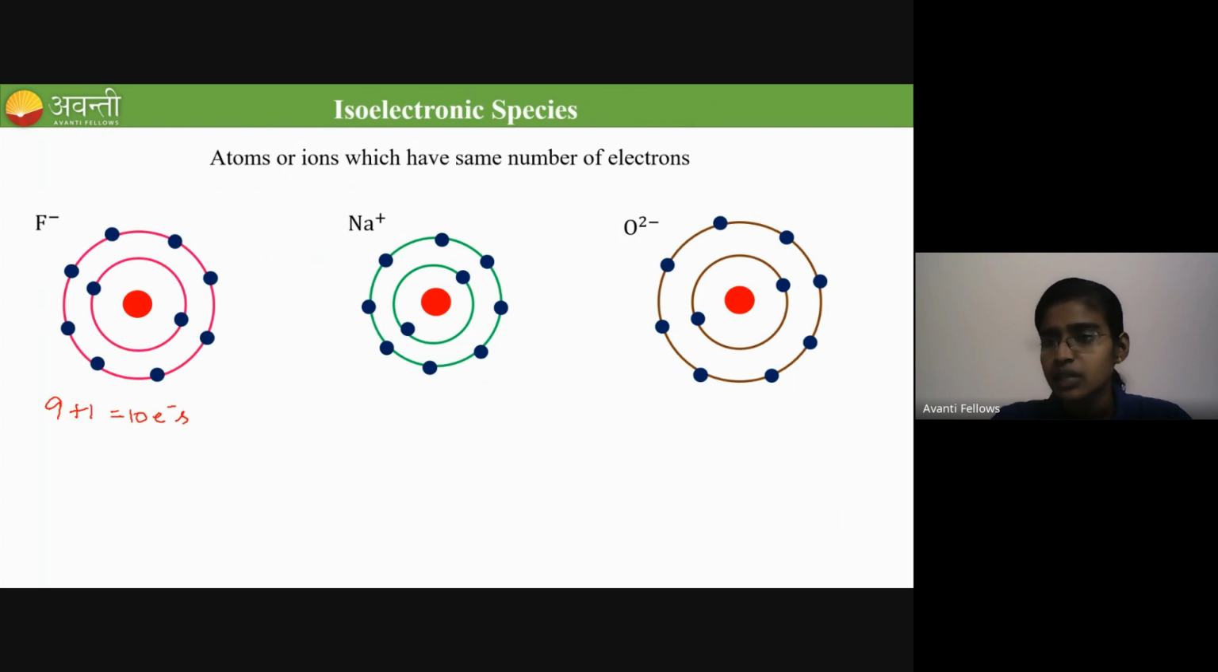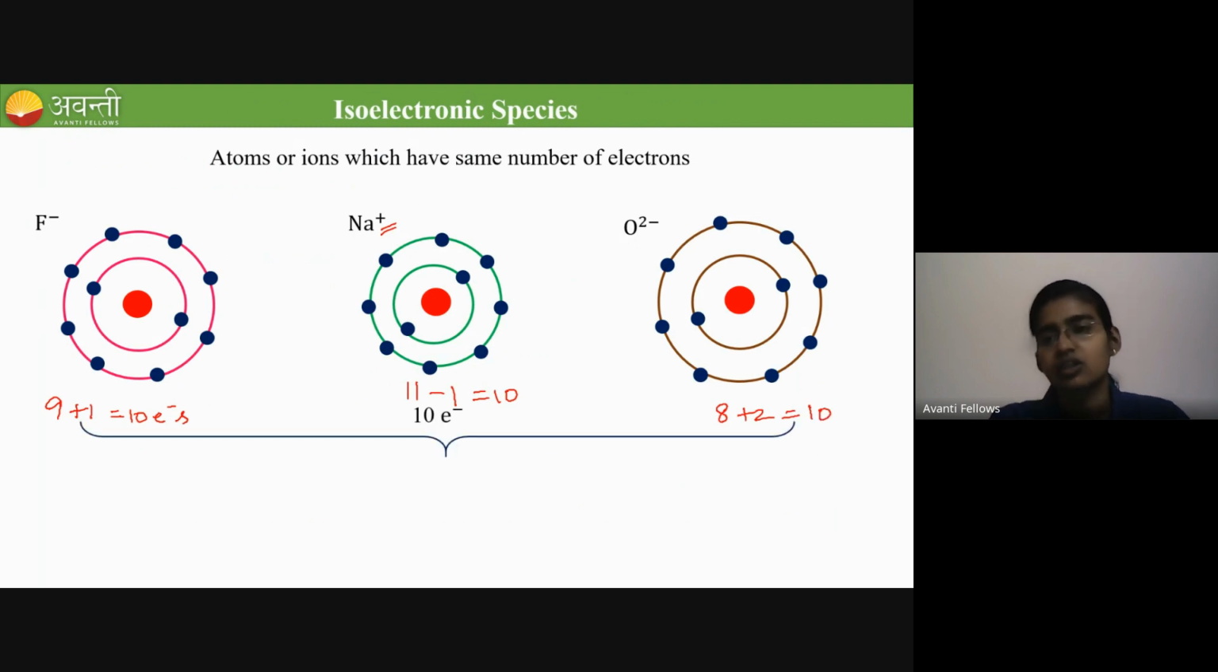The atomic number of sodium is 11. Sodium has lost one electron, so it is plus 1, and again here also 10. And the atomic number of oxygen is 8, so it will have 8 electrons, and oxygen has gained 2 electrons. So 8 plus 2 is 10. So all the three species have 10 electrons. These three species are called isoelectronic species.